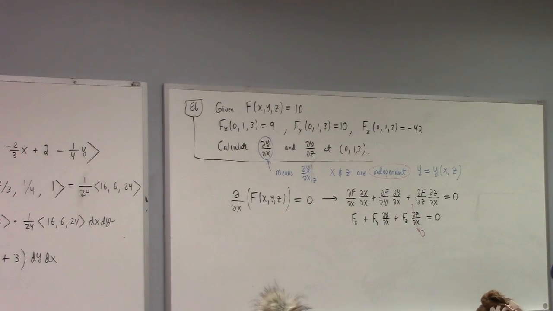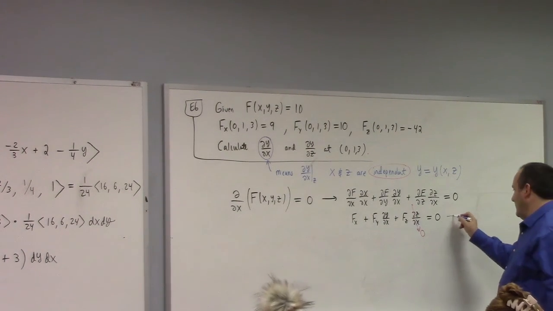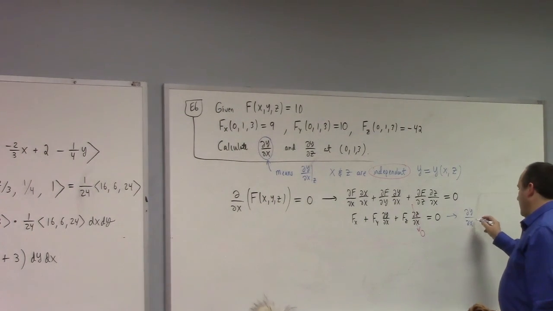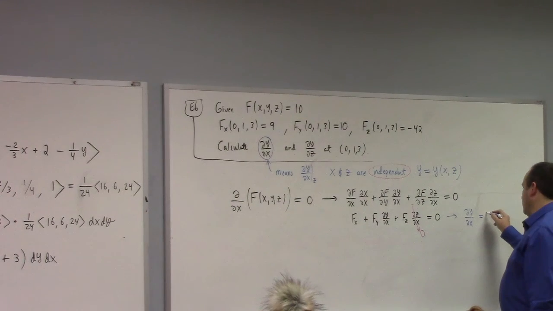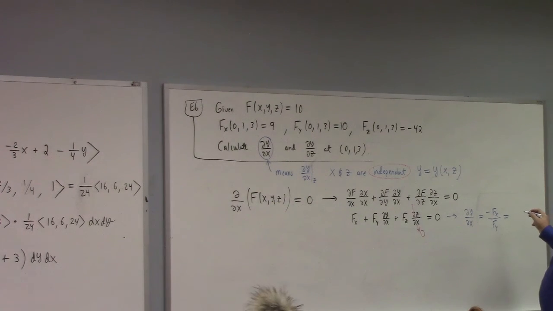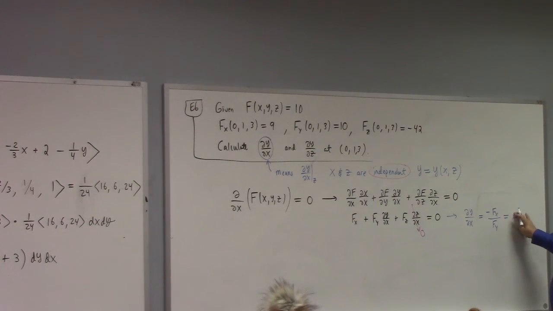So the last one's 0, which means, lo and behold, basically implicit differentiation, solve for partial y, partial x. It's actually equal to minus f sub x divided by f sub y, which for the given numerical data is, oh my bad, 9 over 10, right? Minus 9 over 10.